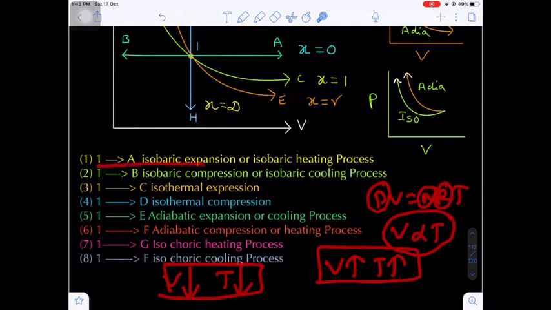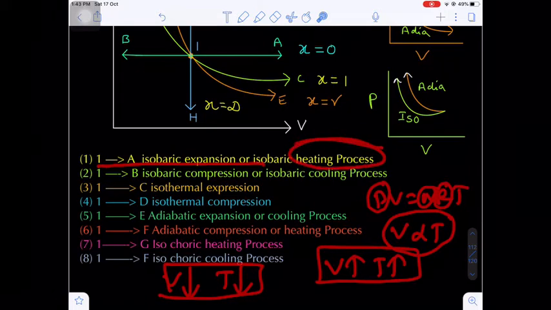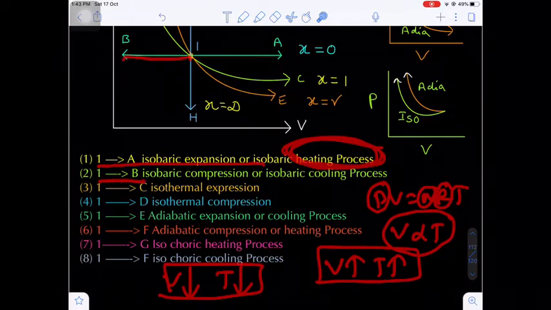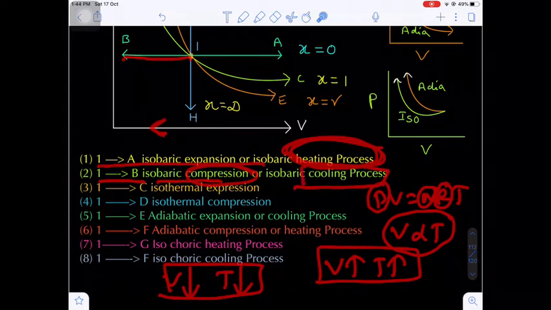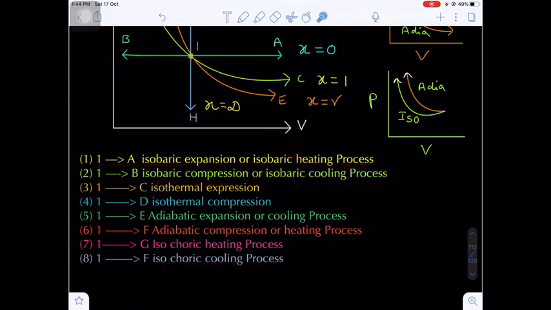If you move from 1 to A in isobaric expansion, what happens? Heating occurs because temperature increases since volume increases. This is a heating process. Whereas if we move from 1 to B, that is also isobaric, but compression. Why are we saying compression? Because volume decreases from 1 to B. So that's why the temperature decreases. This is a cooling phenomenon, isobaric cooling effect.